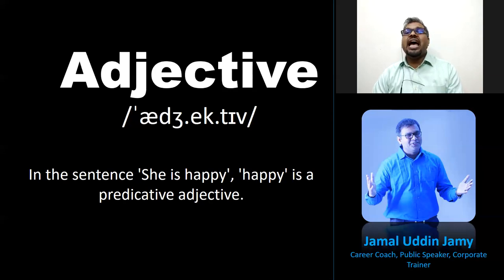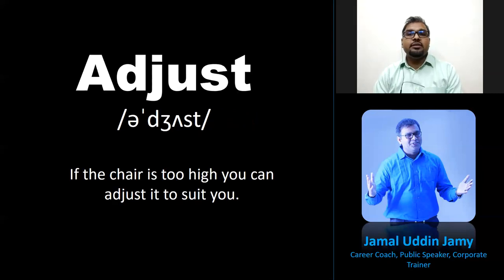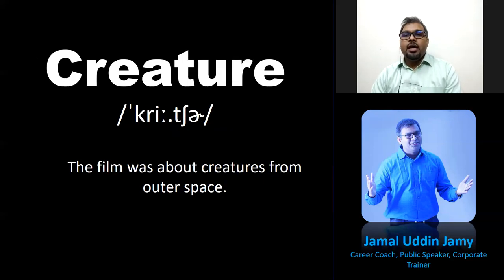Adjective. In the sentence, she's happy, happy is a predicative adjective. Adjacent. They lived in a house adjacent to the railway. Adjust. If the chair is too high, you can adjust it to suit you. Adjustable. The height of the steering wheel is adjustable.